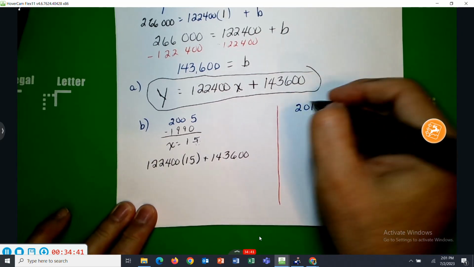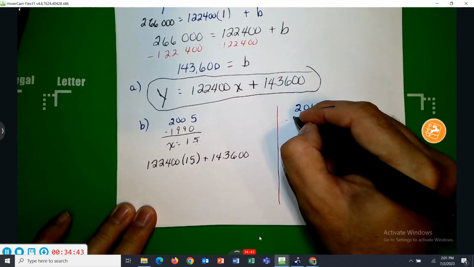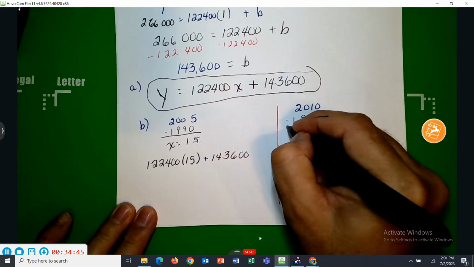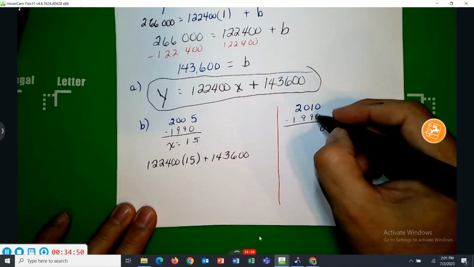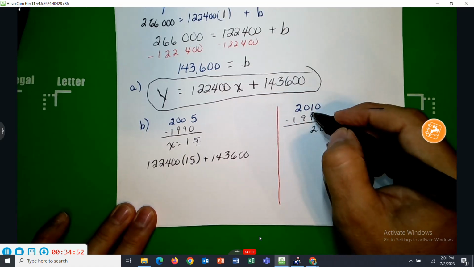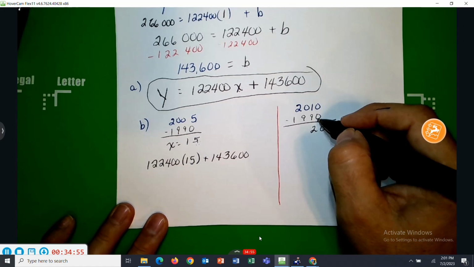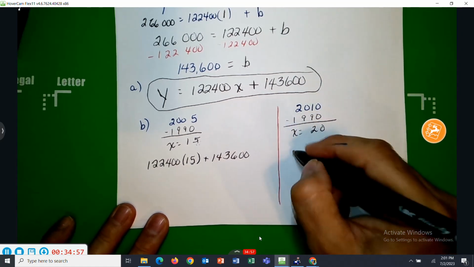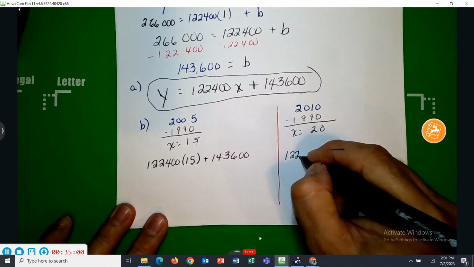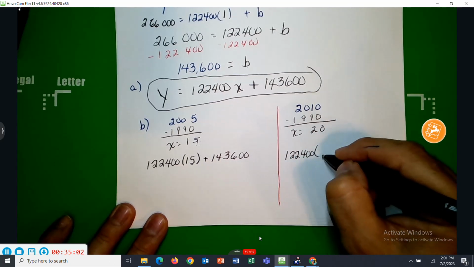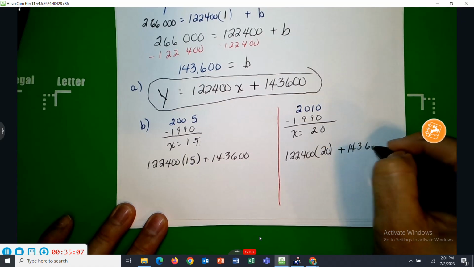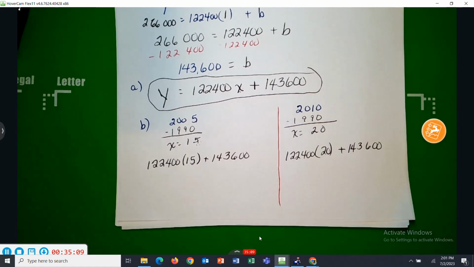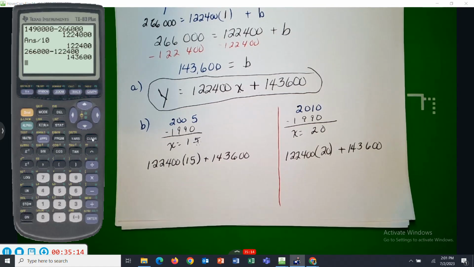What number will we plug in over here? I'm just going to write this out, then I'll punch all of this into my calculator. Is it 20? 2010 minus 1990. Is 2010 20 years after 1990? So 122,400 times 20 plus 143,600. Pull up that calculator. Let me clear all of this off.